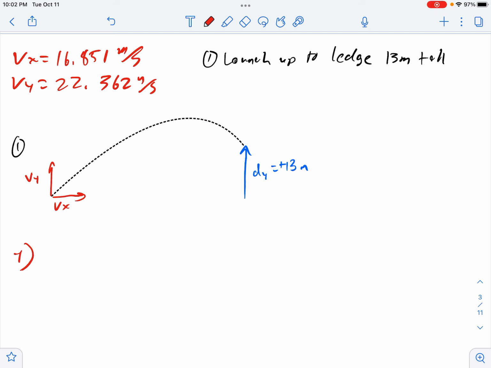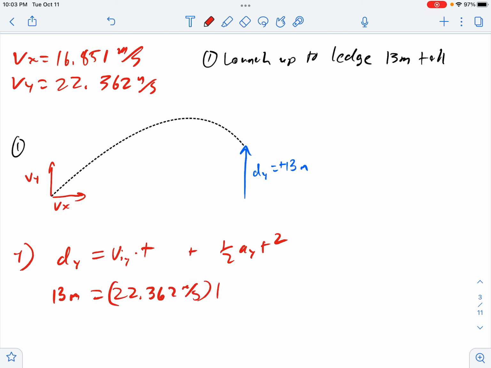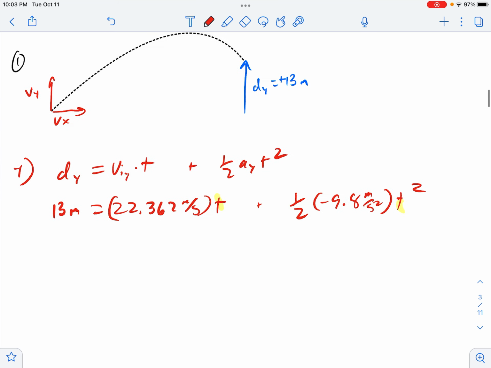I'm going to look up and down, so I'm only in my y dimension. The vertical displacement is equal to my initial velocity in that vertical dimension times the time, plus 1/2 acceleration times time squared. So if I'm going to launch up to this ledge that's 13 meters tall, that's the initial vertical velocity of 22.362 meters per second times my time, plus 1/2 times negative 9.8 meters per second squared for gravity. Again, if you want to use negative 10, that's fine too. I have one equation and one unknown: the only thing I don't know is the time, which means I can solve it.